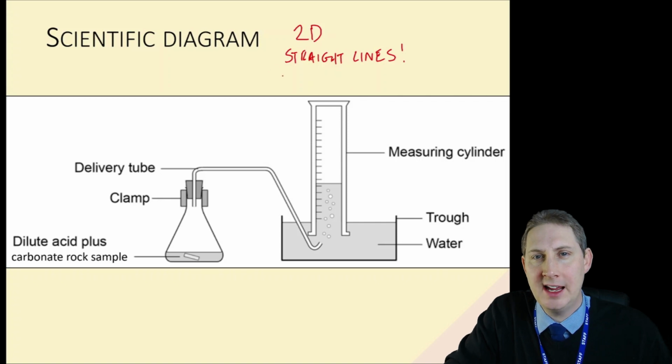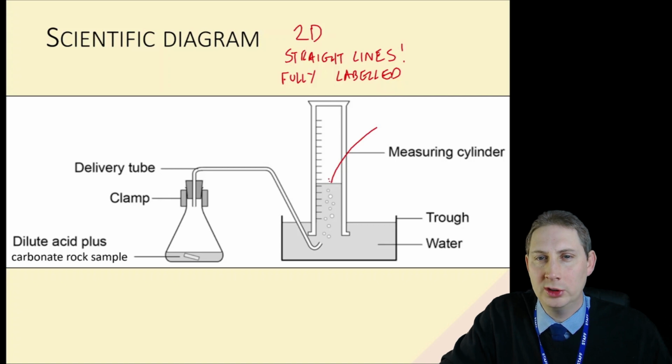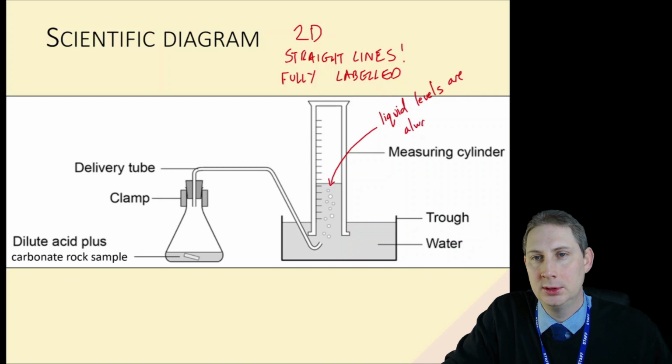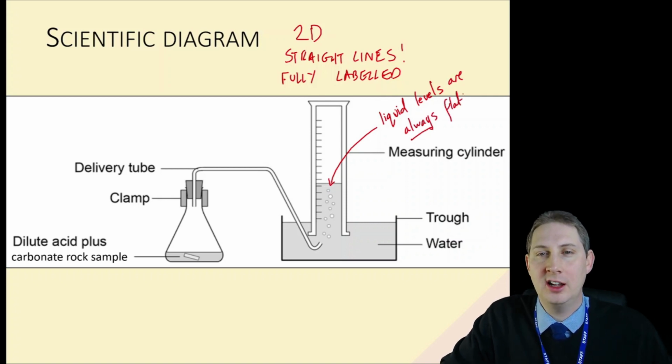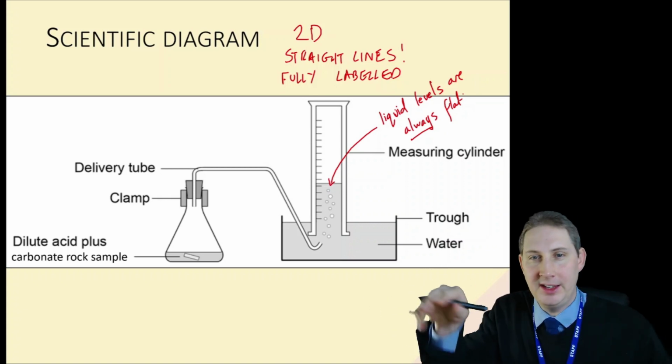And it is fully labelled. A few extra things to notice. Notice that the water is flat, so liquid levels are always flat. Not wavy. If you look at a glass of water, the glass doesn't have wavy water, it's a flat line.